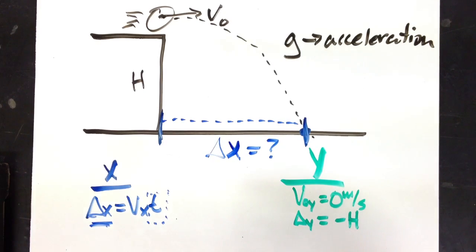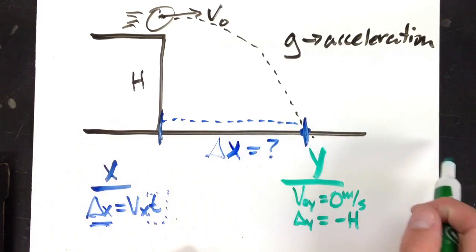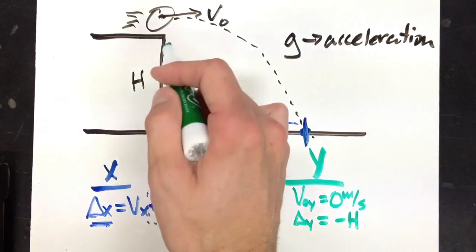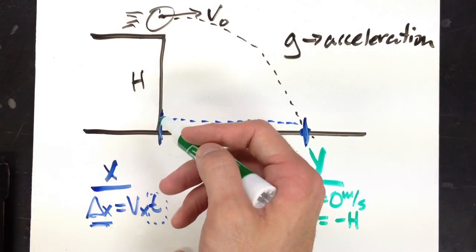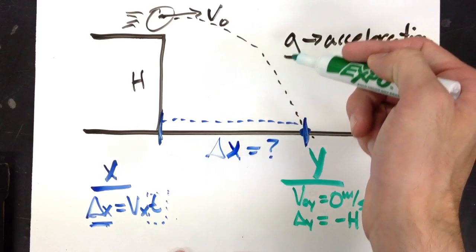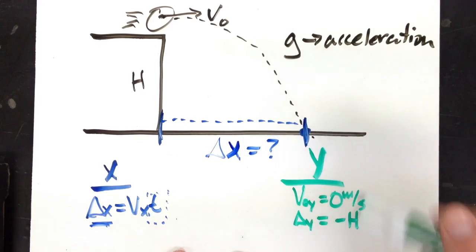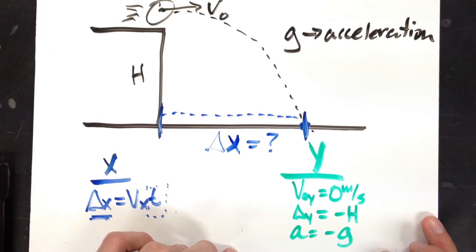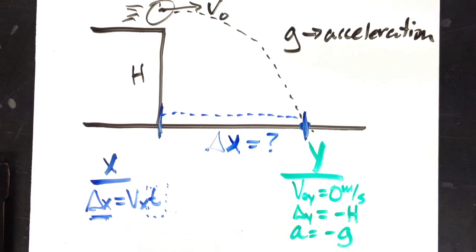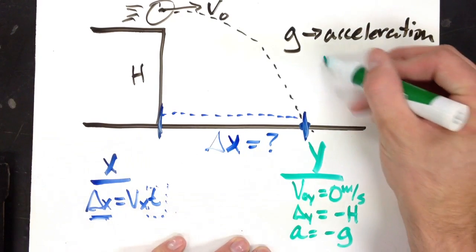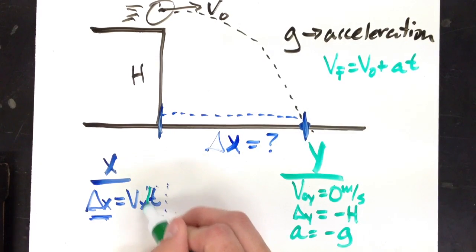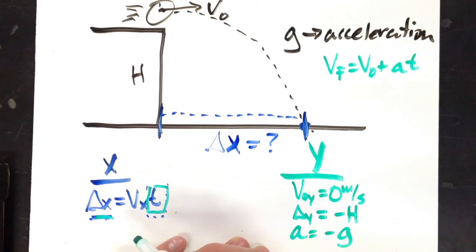Now, why is it negative? Well, generally, you can make the ground y equals 0. And delta y is final minus initial. So I have negative h. And my gravity will be accelerating that object down. So my acceleration is negative g. So, let's look at the kinematics that we have at our disposal. We have v final equals v initial plus a t. And I need time in order to get delta x.